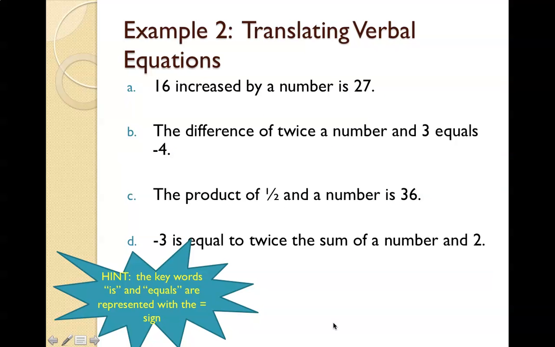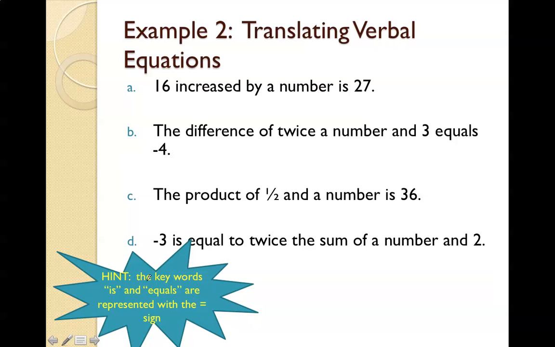Example 2. Now we're translating verbal equations. Before we were translating expressions, which means it did not have an equal sign. There was nothing to solve. If I have an equation, that means I can solve something. But here we're just translating. We're not trying to solve it. We just want to write it out in numbers, what it would look like.